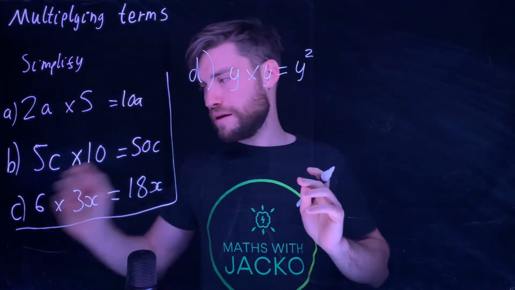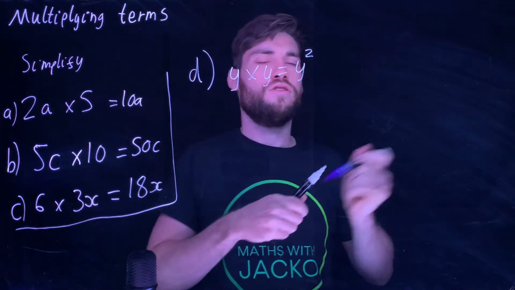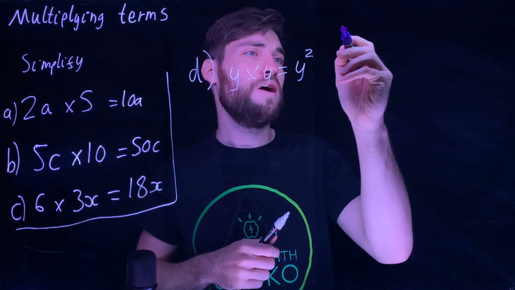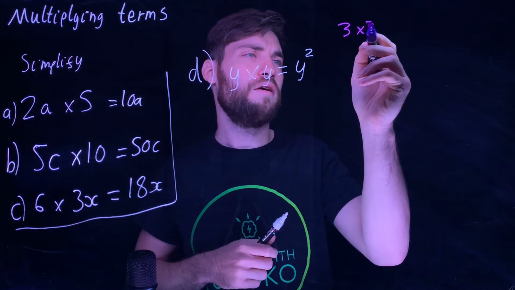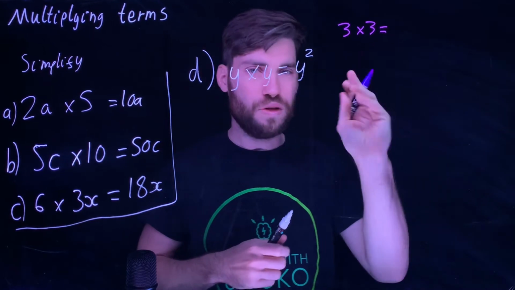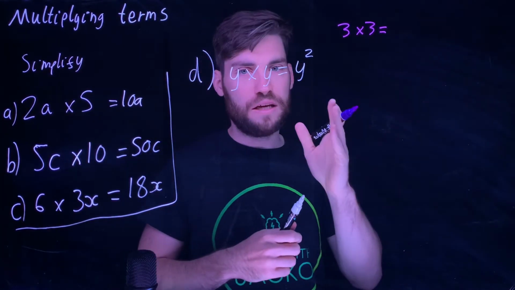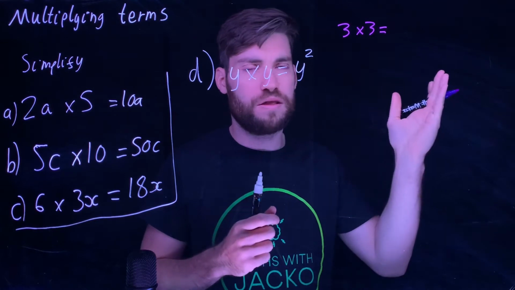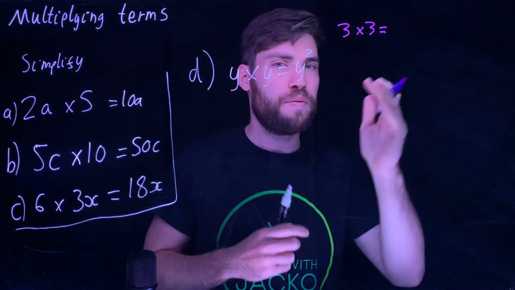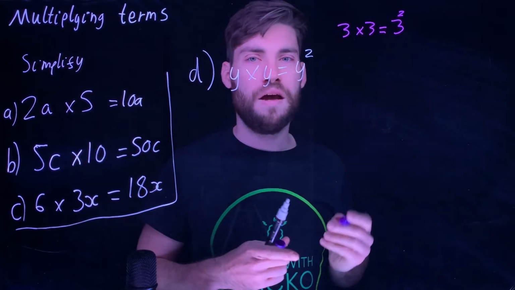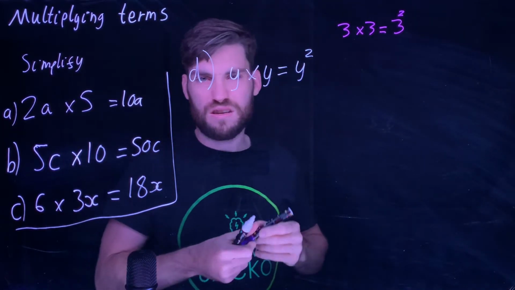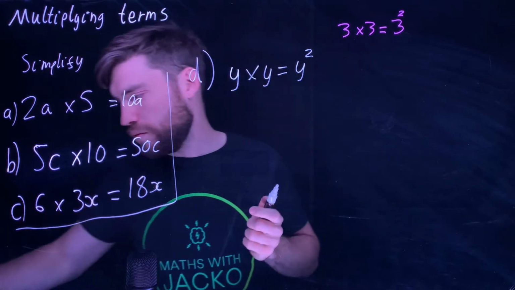I'll give you another little example. Use a different coloured pen, okay? So another little example. If you had 3 multiplied by 3, so don't think what the actual answer is, which is 9, not 6. Some people, for some reason, do 3 plus 3, which is 6. 3 multiplied by 3, simplified, will go to 3 squared. And it works the same way with letters. It's pretty much exactly the same in how it works.